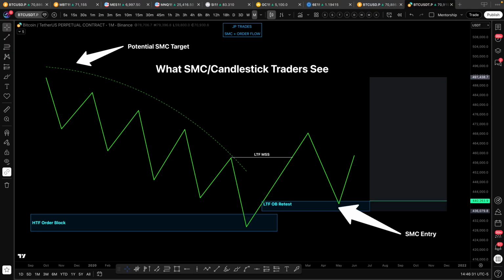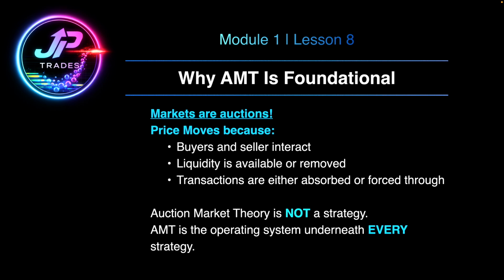Okay, so before we get into this chart example on the screen and before we move forward to module 2 and start diving deeper into all the order flow information, the software, the tools, we need to pause and understand why module 1 is so important, because module 1 is foundational. And I'm not just trying to talk it up or just say a buzzword, because if you don't understand AMT or auction market theory, everything that comes next will feel confusing, noisy, or disconnected.